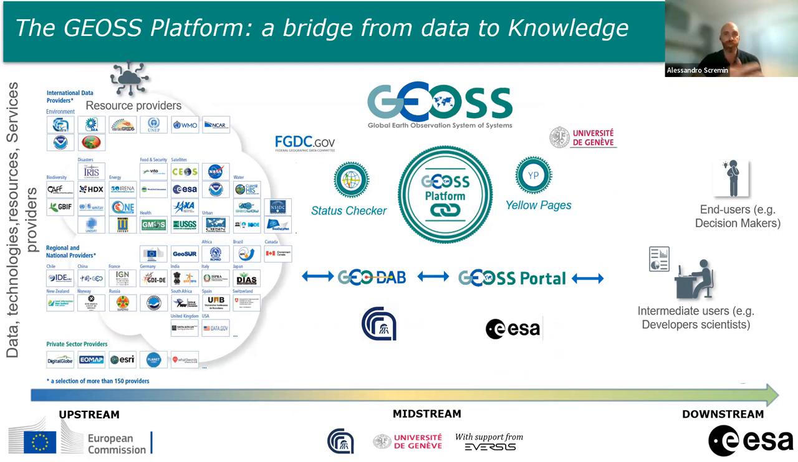And the GEOSS platform is composed of the GEOSS portal, that is the graphical user interface. Then there is the GEO DAB, that is the harmonizer and the broker that collects and connects the different data providers' catalogs and harmonizes the data there, in order to provide users a normalized way of visualizing which type of data are made available. Then there is the status checker, that checks the status and the health of the data providers, and the yellow pages that enable the data providers to be registered as data providers and then, of course, provide their data.